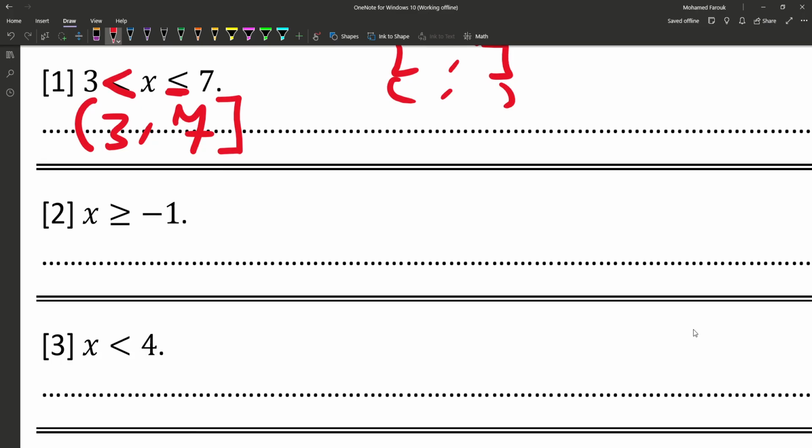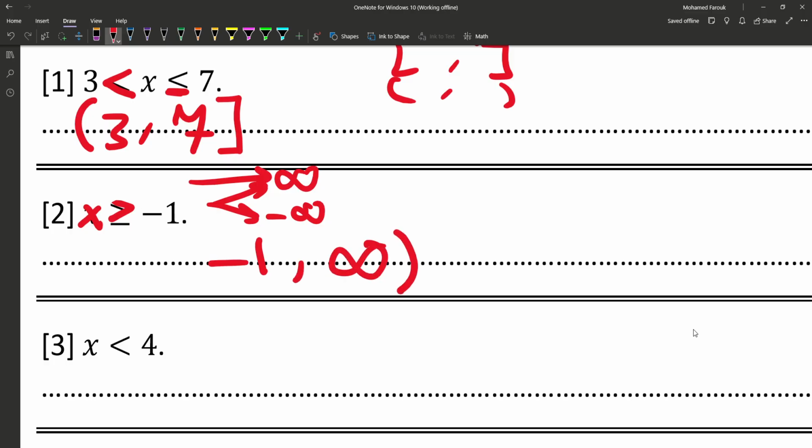This one, I'm only having one number, so remember the other quantity will be infinity or negative infinity, and you have to decide which one of them you will use. Actually my numbers are getting bigger than negative 1, so it goes to infinity. So I will start from the number and go to infinity. So I'll start with negative 1 and go to infinity. Of course infinity all the time is round brackets. Okay.